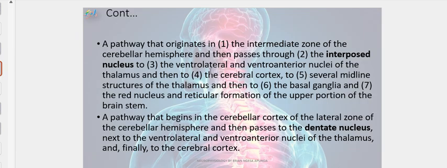Several medulla to the cortex and to the several medulla structures of the thalamus, then to the basal ganglia, to the red nucleus, the reticular formation of the upper brainstem, and then a pathway that begins in the cerebellar cortex of the lateral zones of the cerebellar hemisphere, then passes to the dentate, then next to the ventrolateral and the anterior nucleus of the thalamus, and then finally to the cerebral cortex. So remember, these were more of planning, while these are some of the proprioception signals.